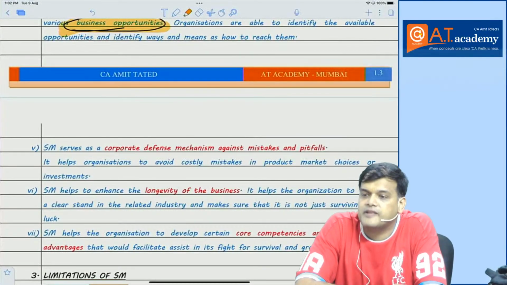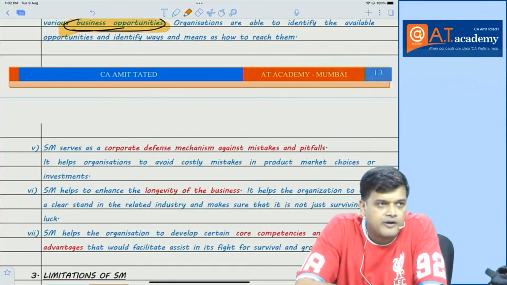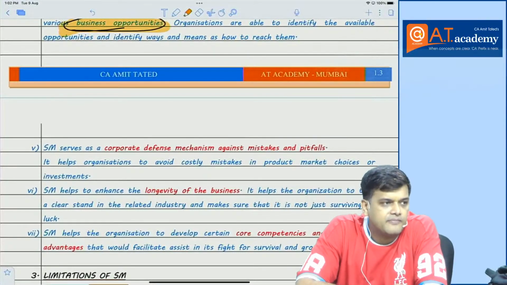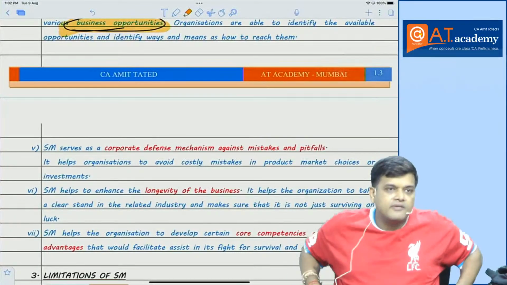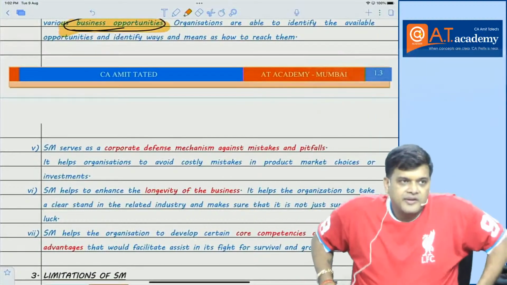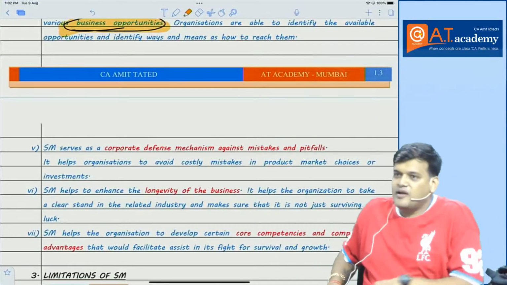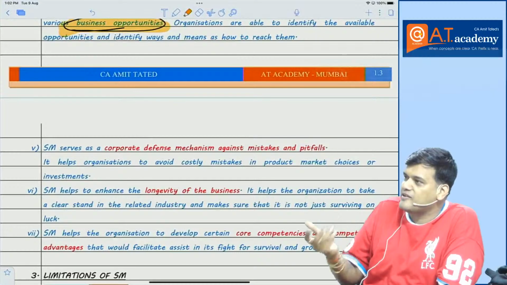My competitor is Pratik. I am his competitor. We both are competitors. I am using SM. Will Pratik also use SM? Yes or no? So I am using SM, he is also using SM. Who will be successful?